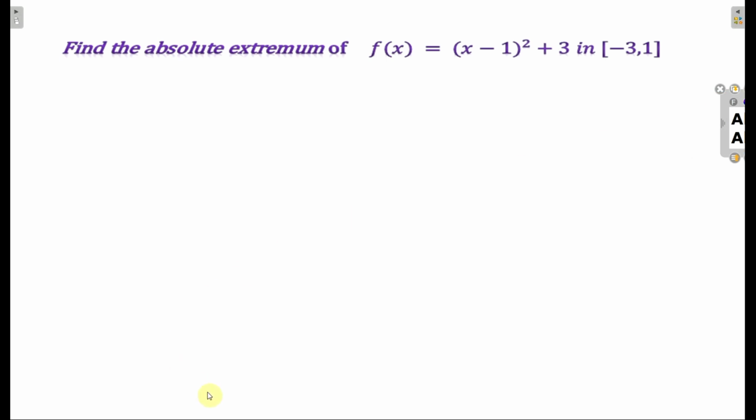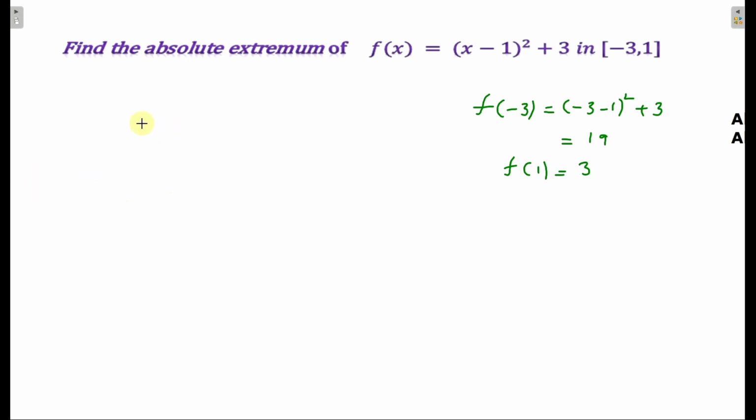So f of a means f of -3. This is equal to (-3 - 1) whole square plus 3. -3 - 1 is -4. -4 whole square means 16, plus 3, 19 you will get. Again f of b means f of 1. 1 - 1 means 0, 0 whole square plus 3, so here you will get 3.